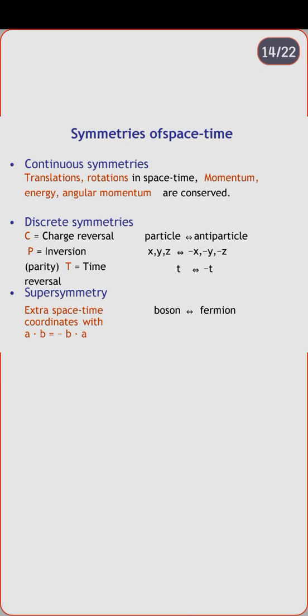In discrete symmetries, C is equal to charge reversal, P is equal to inversion or parity, and T is equal to time reversal. Here, C is equal to charge reversal means particle changes to antiparticle and vice versa. P is equal to inversion or parity means XYZ changes to minus X, minus Y, minus Z and vice versa. T means time reversal, which implies T changes to minus T and vice versa.